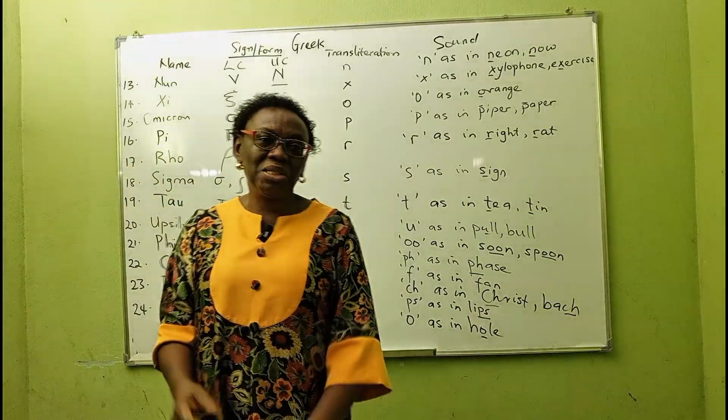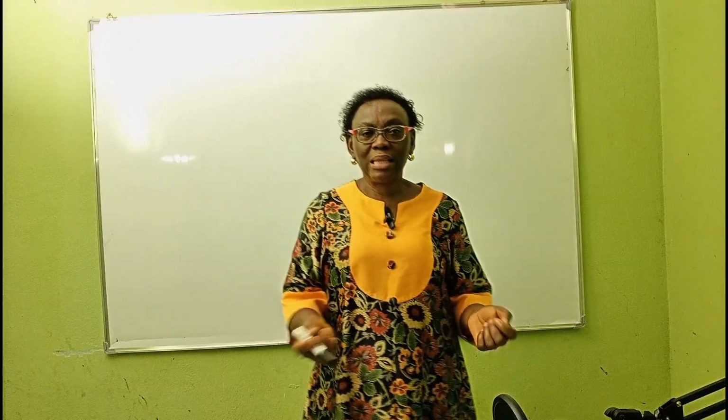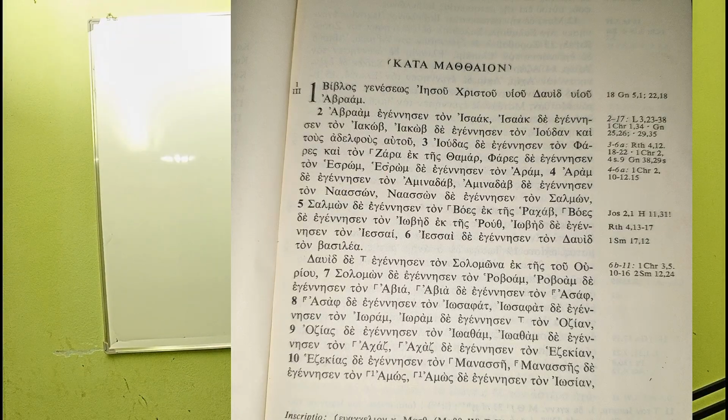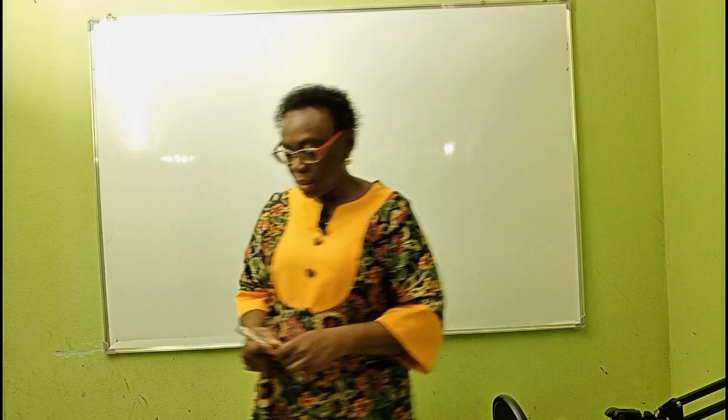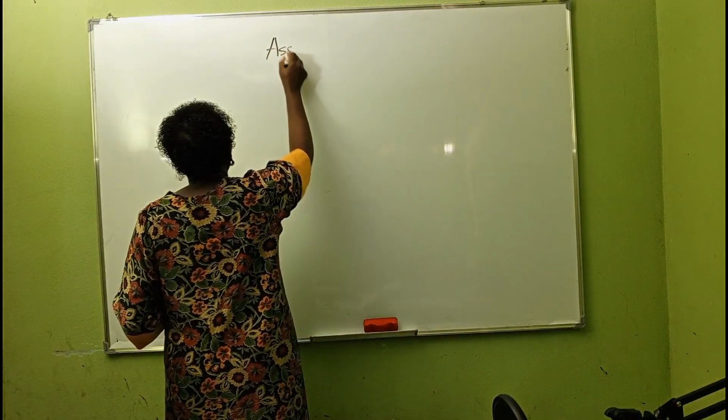Thank you very much. These are the 24 letters of the Greek alphabet. So let's have time for assignment. Let's work on what we have learned so far, and I'll take the assignment. So let's have the assignment now.